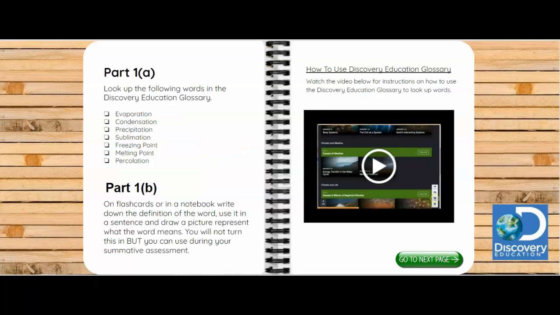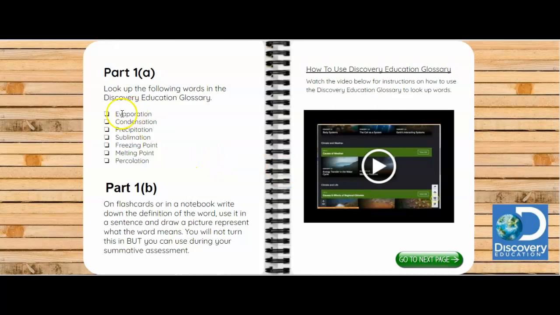Here are the words that you are going to be looking up for this assignment. You're going to look these words up in the Discovery Education Glossary. And if you watch the video over here on the right, it's going to walk you through step by step what you need to do to use the Discovery Education Glossary. So make sure you watch this video.